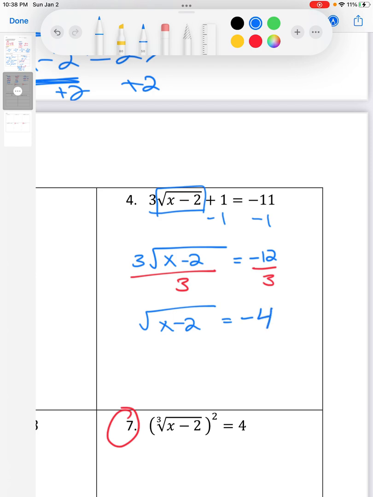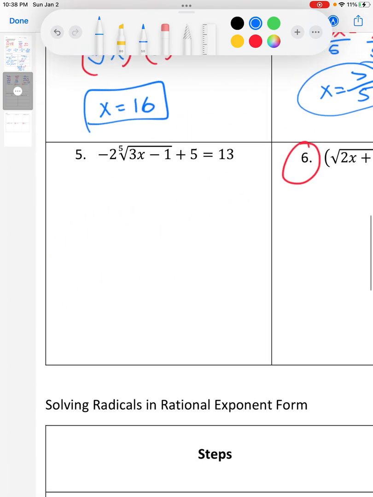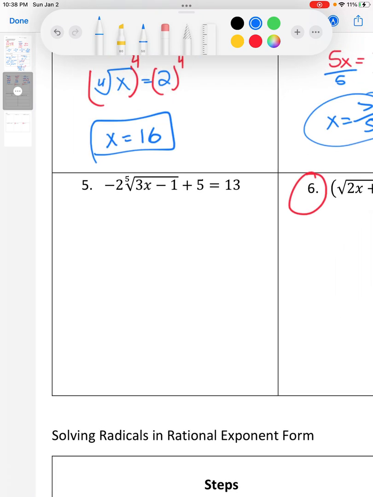Okay, now if we square it, what happens when we square a negative? Well, it actually becomes positive. So you have x minus 2 equals 16. Then add 2, x equals 18. Okay. At any time you can pause it, rewind it, check your work. Let's go to this next one. Again, this is the radical. It needs to be alone, so let's minus 5.